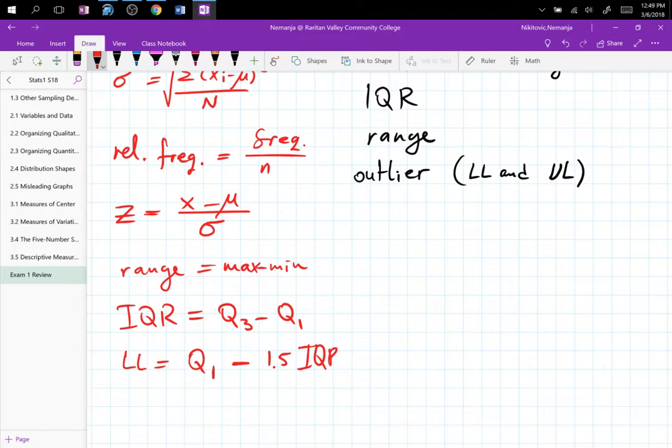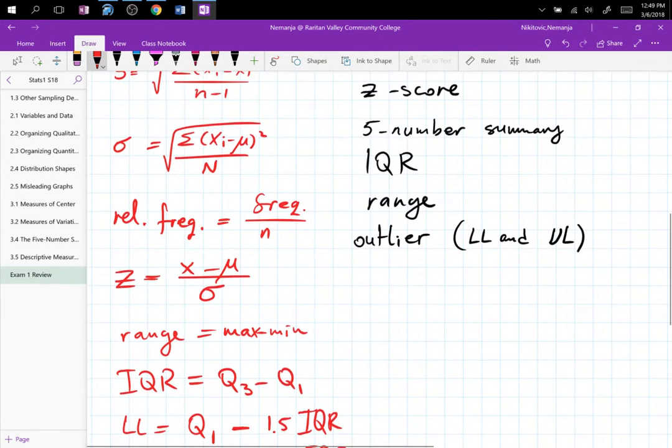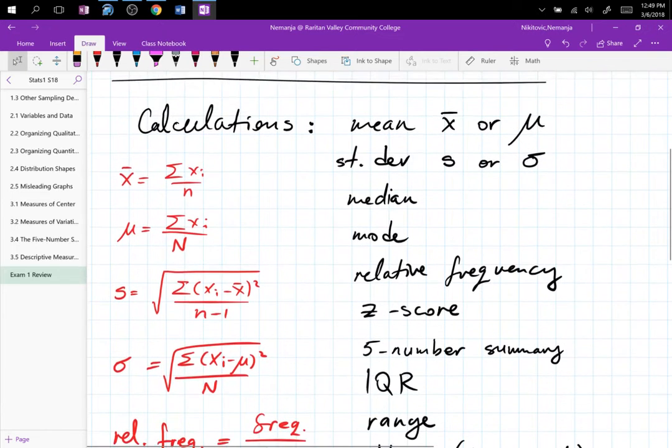Yes. And what was the upper limit, someone else? Nice. So you see, for the lower limit, you go Q1 and then less than it. And the upper limit, you go Q3 and then more. And then the outlier is outside of that. I think we have all of our calculations.